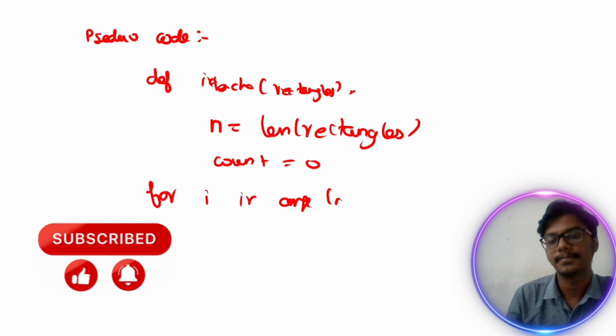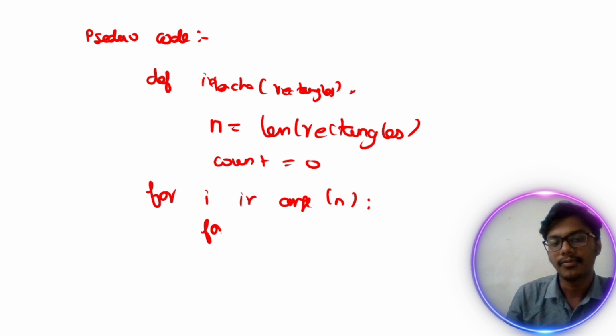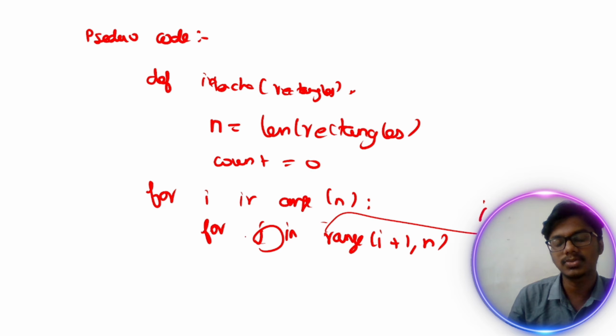After getting this, I iterate again. I want to initialize the second pointer for getting the second rectangle. So what I can do is, for j in range of i plus 1 comma n. What does that j mean? j is after the first rectangle. I want to get the second rectangle. That is the j, right?